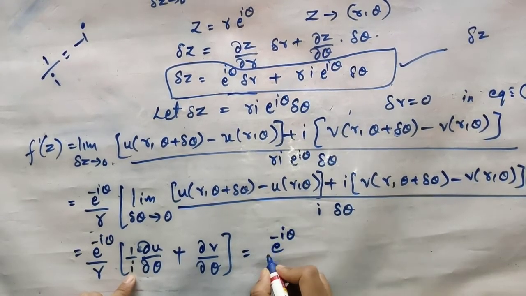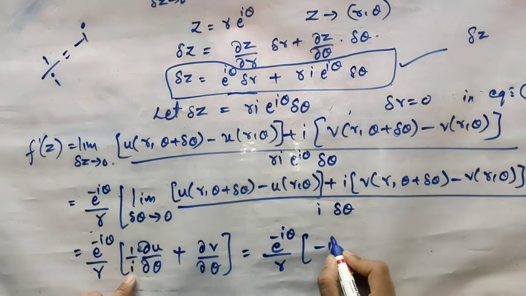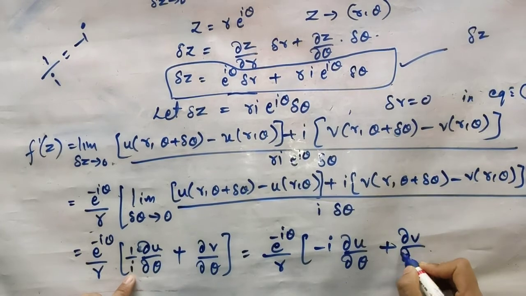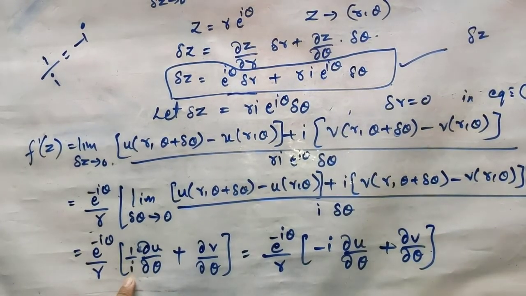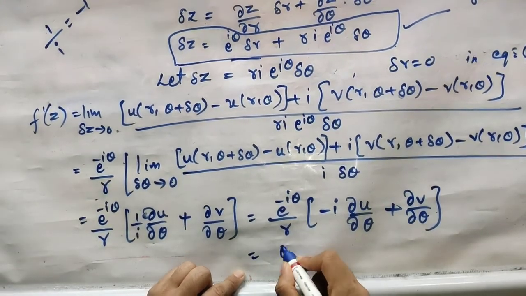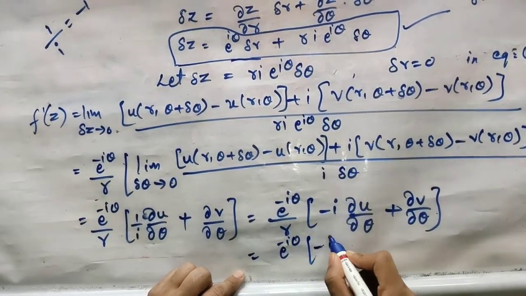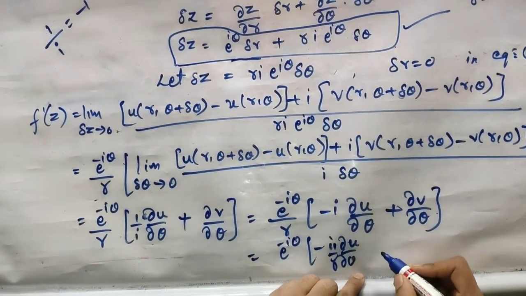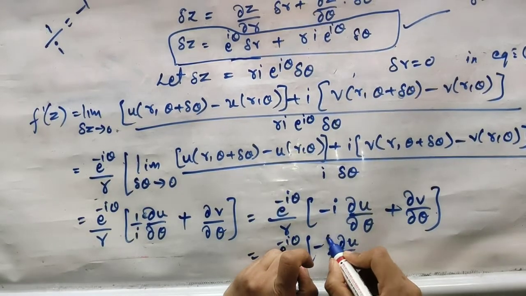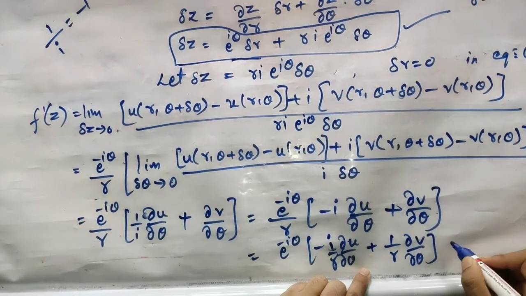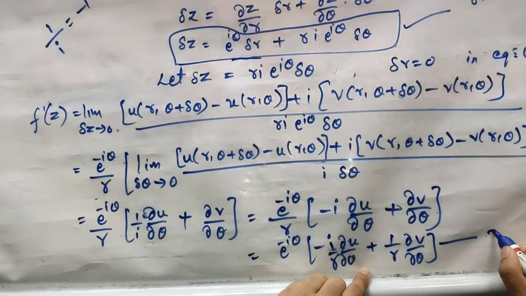E to power minus I theta divided by r, into minus I dou u by dou theta plus dou v by dou theta. I'll take r inside and rewrite this: e to power minus I theta, into minus I by r dou u by dou theta, plus 1 by r dou v by dou theta. Equation 3 we had already done. So this is my equation 4.